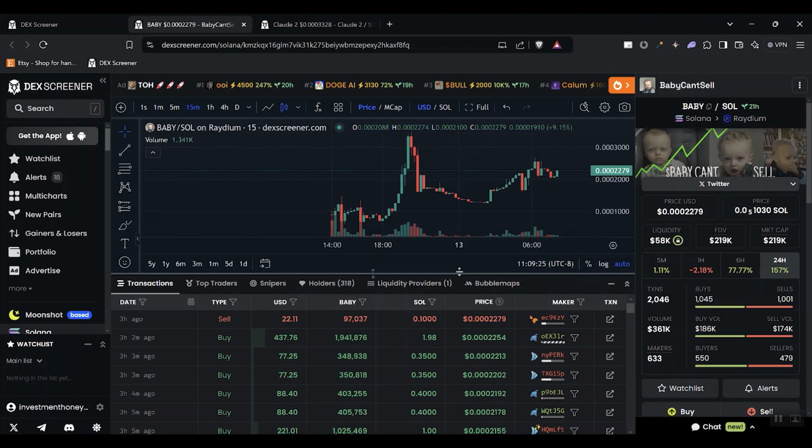Now, we don't get a Telegram social here. So for me personally, because we don't get that Telegram social, I'm not interested in messing with this one, but at least highlighting what's going on in the chart here.